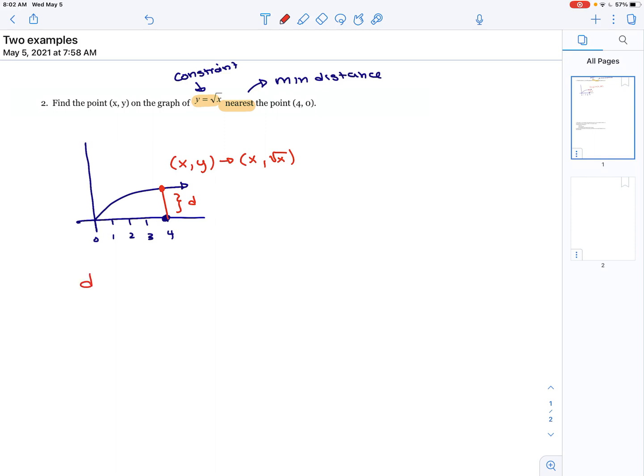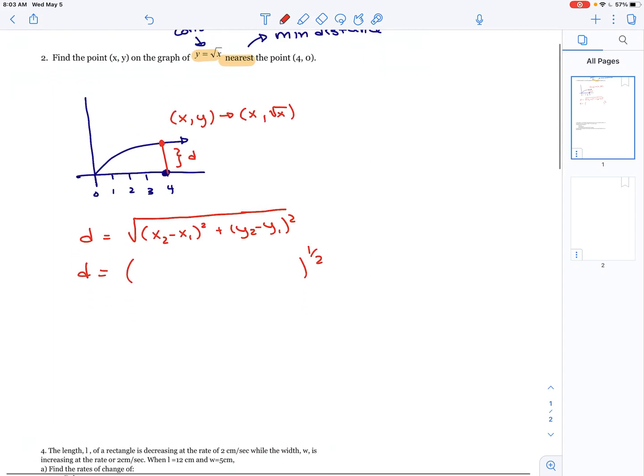Okay, so the distance formula is just the square root of x2 minus x1 squared plus y2 minus y1 squared. So I'm going to write all this as 1/2 because I have to take the derivative, and the square root written as 1/2 is easier to take the derivative. And then I have, so this point here is 4, 0. So I have 4 minus 0 squared. Sorry, let's back up. 4 minus x squared, and then plus 0 minus the square root of x squared.